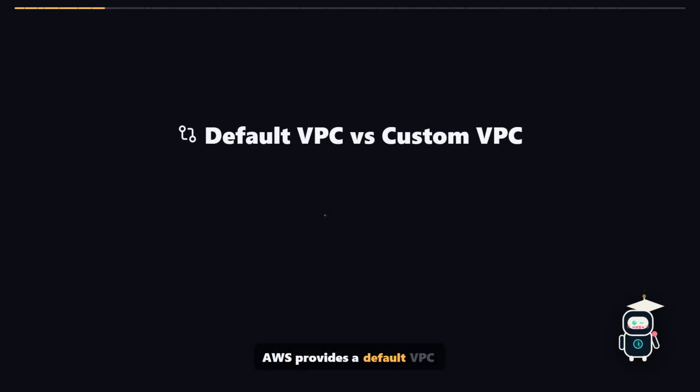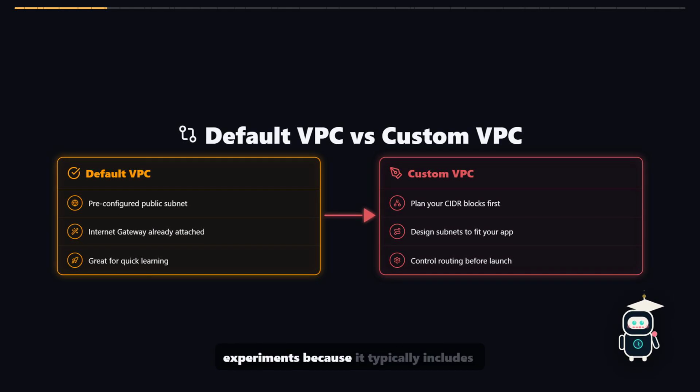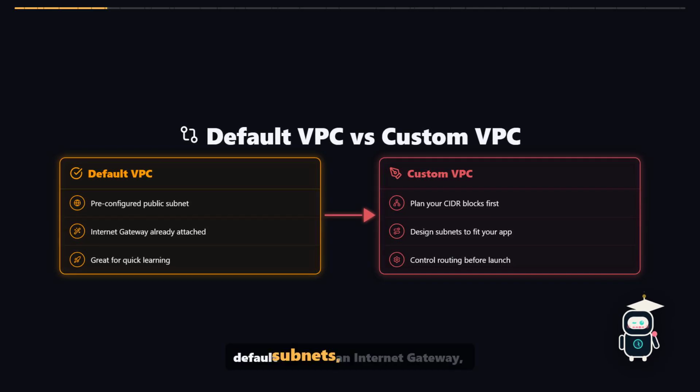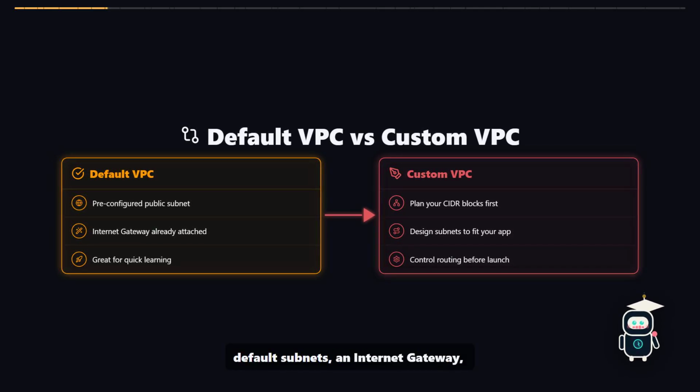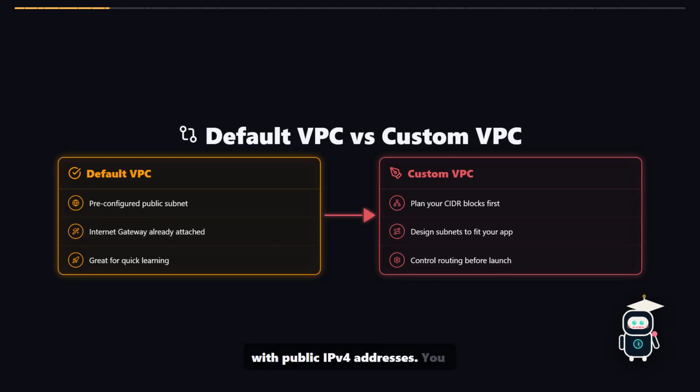AWS provides a default VPC in each region for many accounts. It is convenient for experiments because it typically includes default subnets, an internet gateway, and routing that can support internet access for instances launched with public IPv4 addresses.